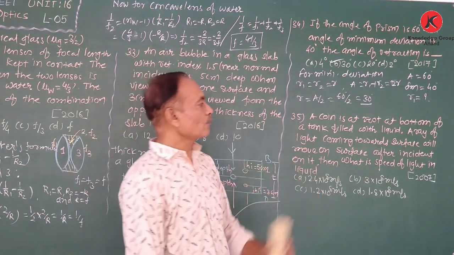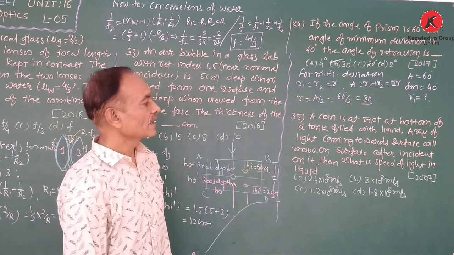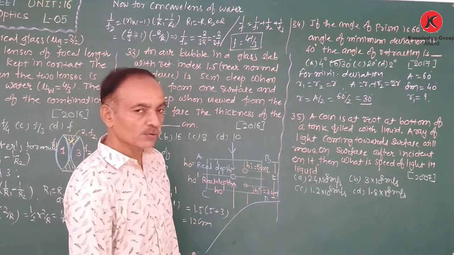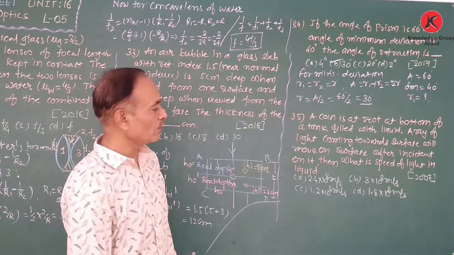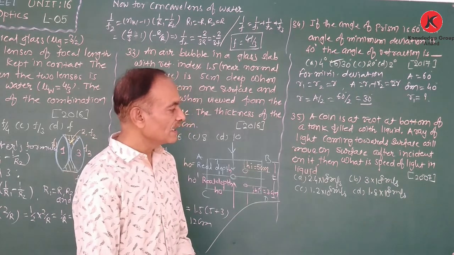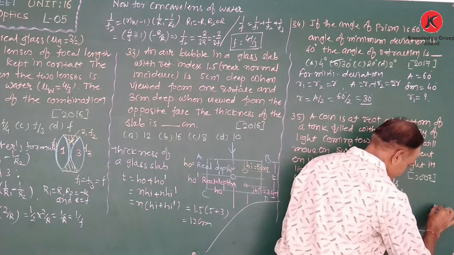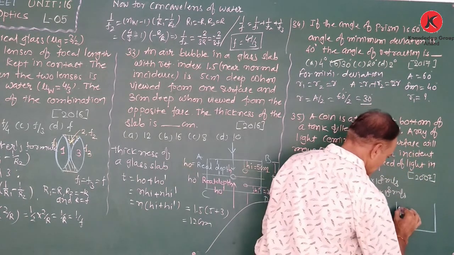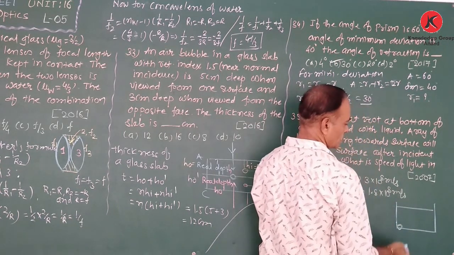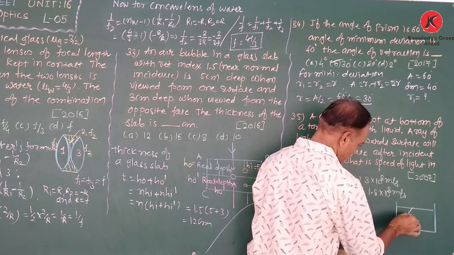Now next numerical: a coin is at rest at the bottom of a tank filled with a liquid. A ray of light coming towards the surface will move along the surface after incidence on it. Then what is the speed of light in the liquid? Now listen, for this numerical a figure is given, and the figure is like this. There is the tank filled with a liquid, and there is the upper surface. Here a coin is placed. Now the ray coming from the coin is incident on the surface this way.